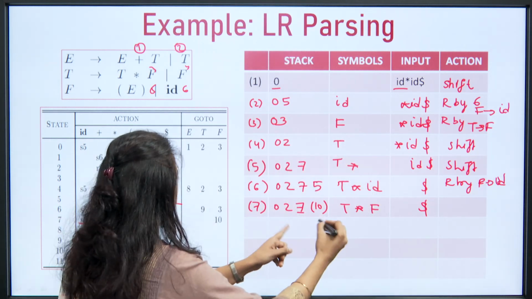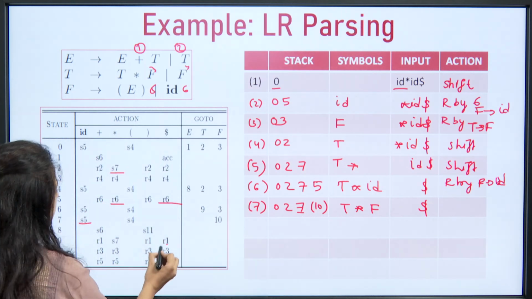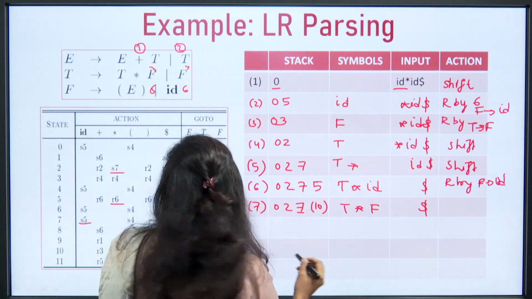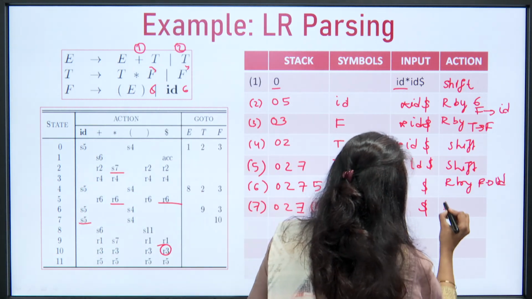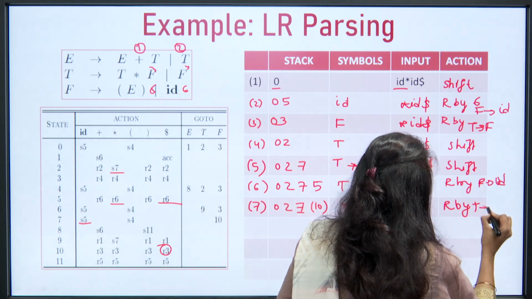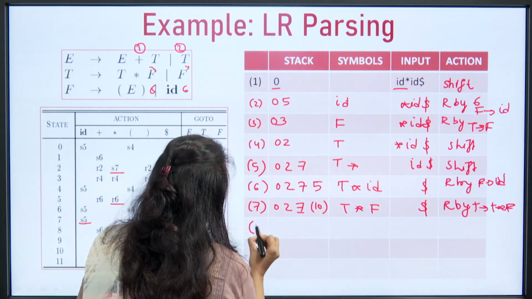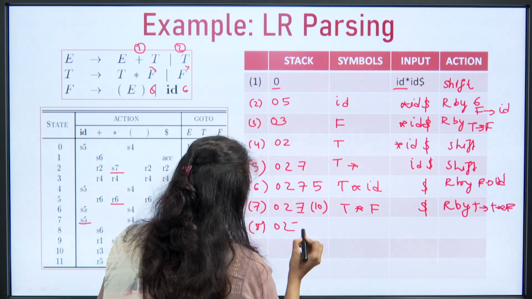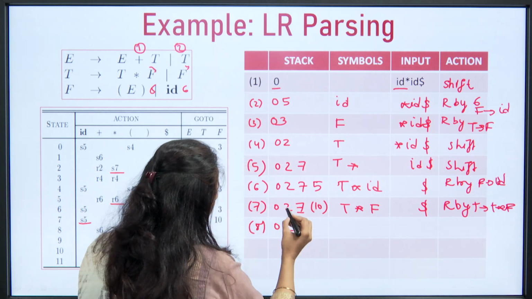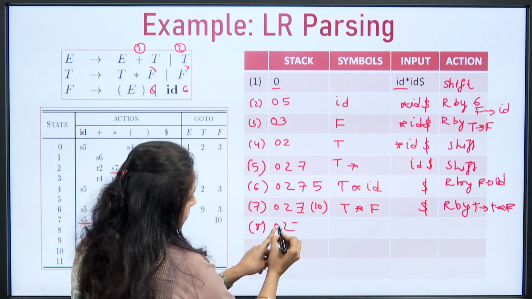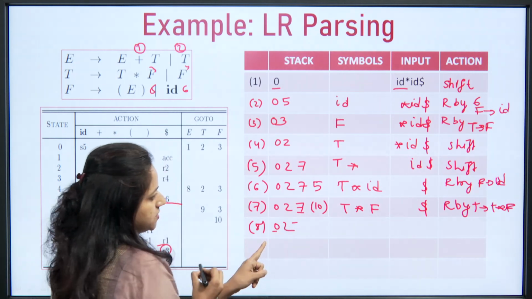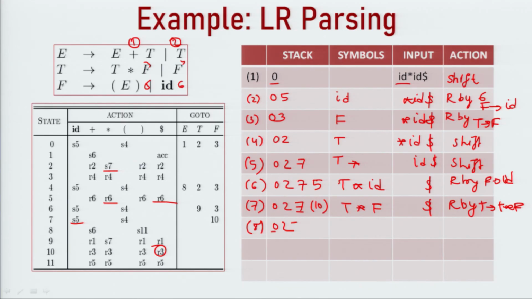Now, with respect to 10 and dollar, this is R3. R3 means reduce by T to T multiplication F. So, here we will pop 3 symbols, that is 10, 7 and 2. So, here we will get only 0. Now, the exposed state is 0, and with respect to 0 and T, we have 2. So, here we will push 2.